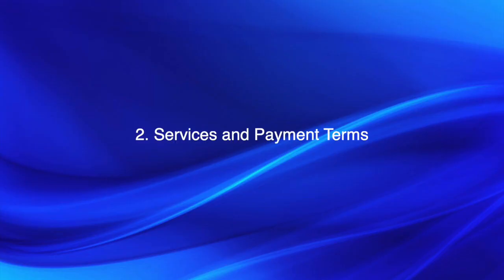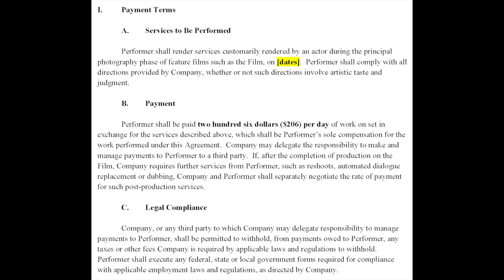Let's next look at the payment terms clause and look at Section A here, which talks about services to be performed. You'll see that I'm not very specific about the services the actor will perform during principal photography. I just say that they'll do the customary services that an actor would do in the context of a film. This is because it's difficult to define everything an actor does as part of their job.